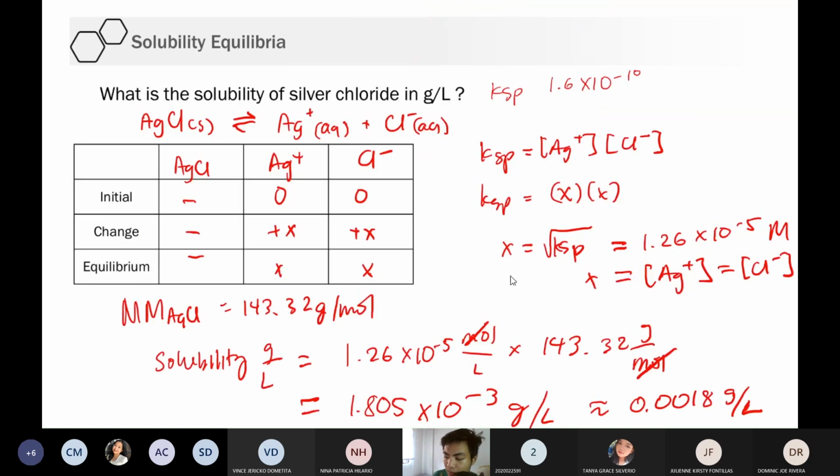So, itong previous problem natin, tignan natin. Ano yung format ng ating metals? The format of our metal is isang silver, isang chloride. So, that means KSP is x squared or S squared. So, we solve for S or the X as the square root of KSP. So, kahit di ka na mag-ice table, as long as you know the correct ratio of your ions, nakasagot ka.